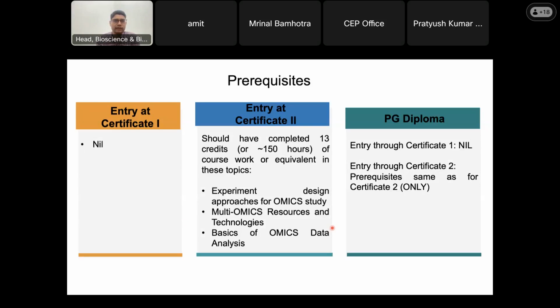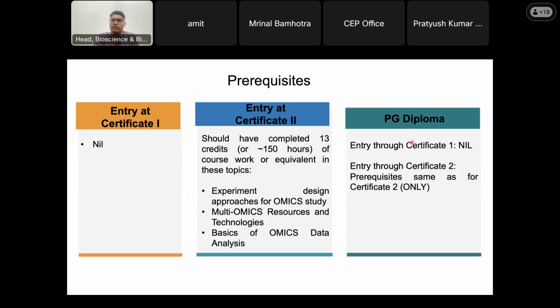For certificate 1, because this is a very basic level of training, there are no such prerequisites. But for certificate 2, if you are entering directly at certificate 2, then it is expected that you should have completed 13 credits of coursework or equivalent in the topics that are covered in certificate 1. These are the topics, as I also showed in the last 2 slides: you have to have some understanding of experiment design, multi-omics resources and technology, and basics of omics data analysis.